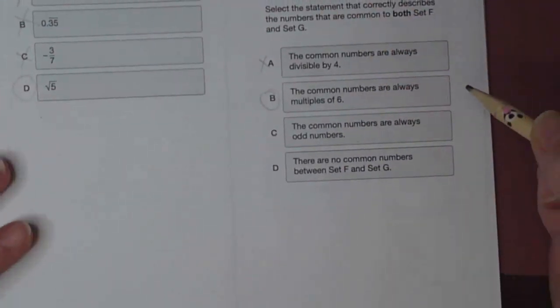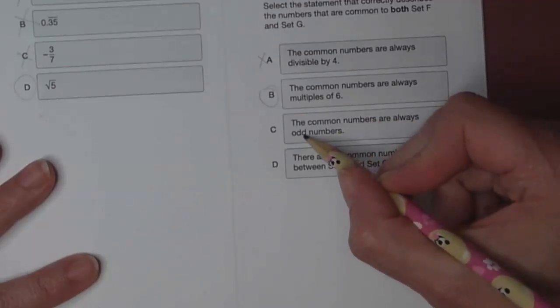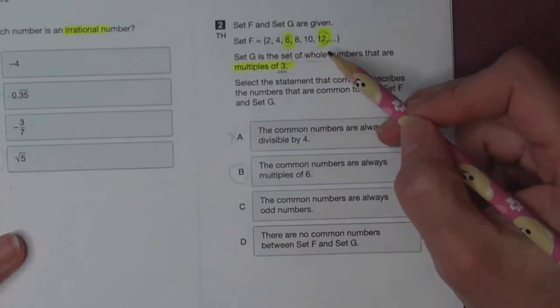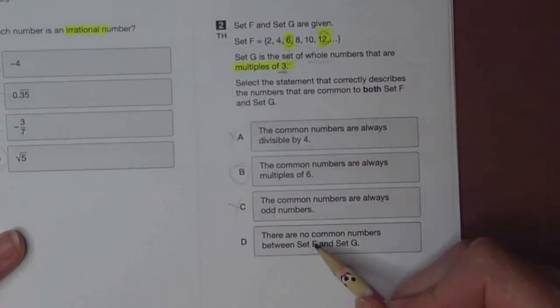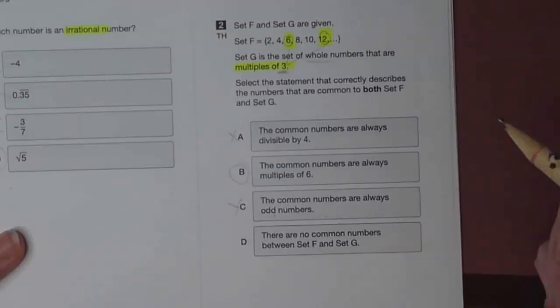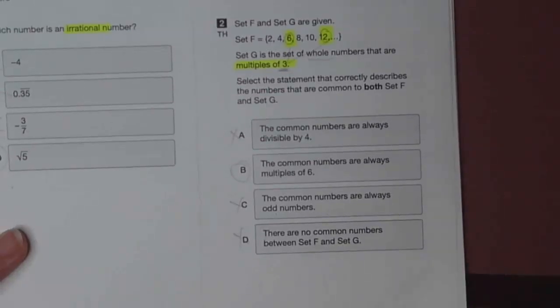Sometimes it'll even say check 2. The common numbers are always odd numbers. Well, 6 is not odd, and 12 is not odd, so that doesn't work. There are no common numbers. Well, that doesn't, no, 6 and 12 are common. So this one was easy, right? It's just B.